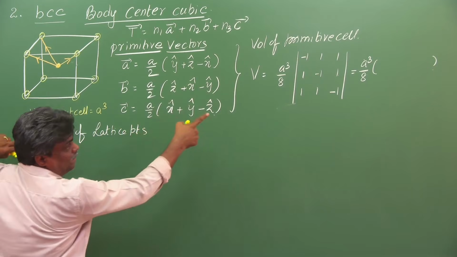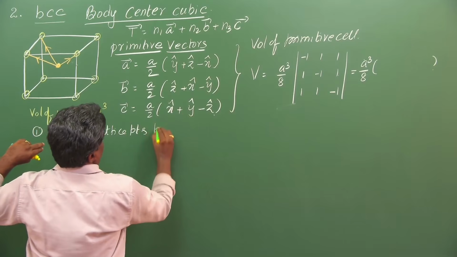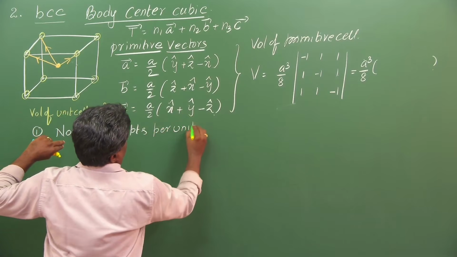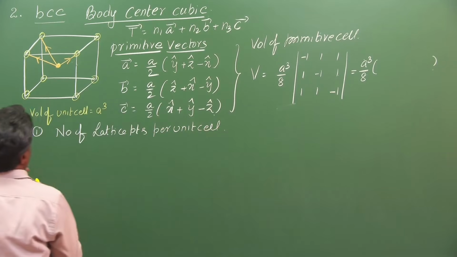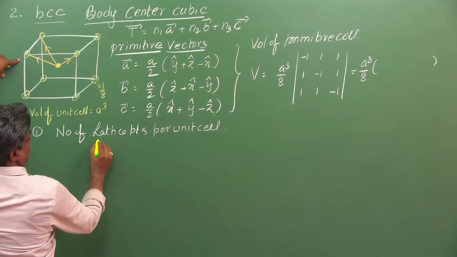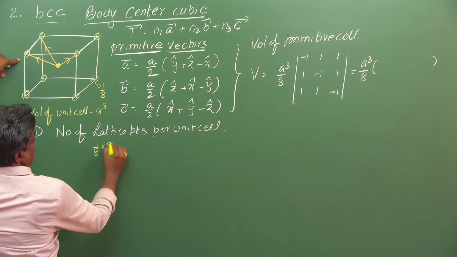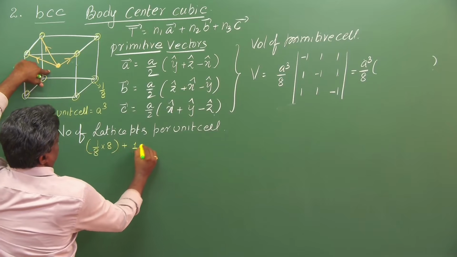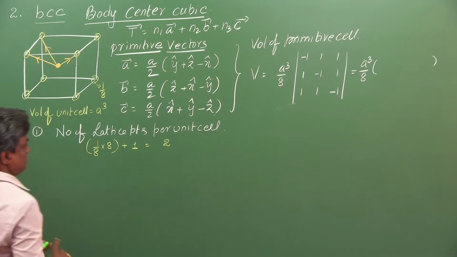Number of lattice points per unit cell. One minute. Ready. You know that the sharing at each corner is 1 by 8. Like that 8 corners are there, but in the middle 1 is there. That's why the answer is 2. That's good.